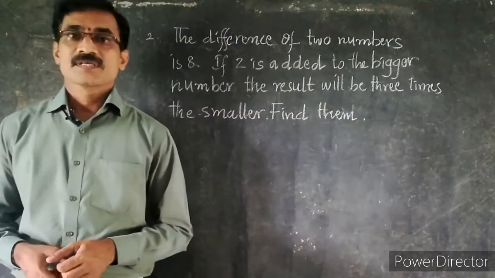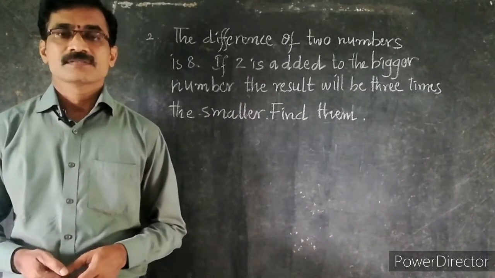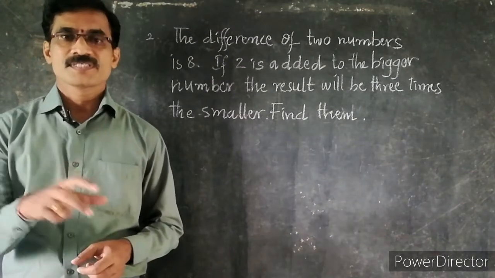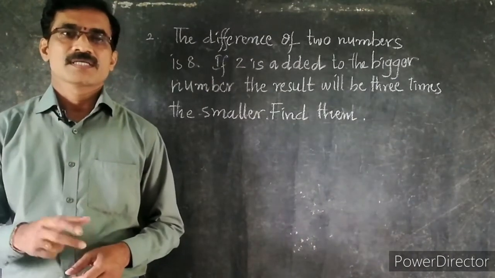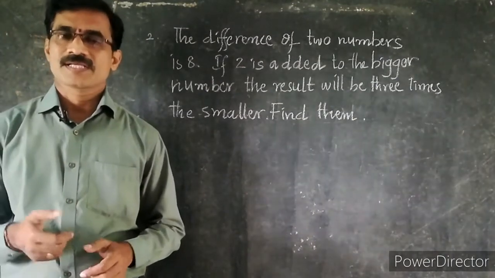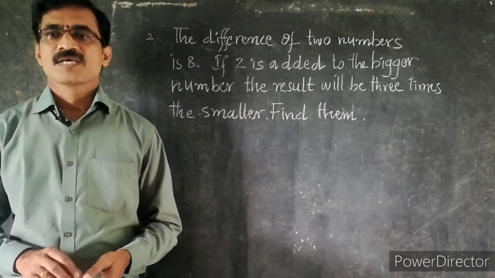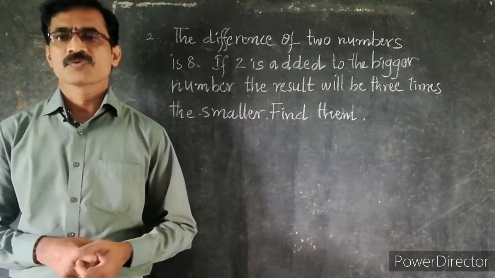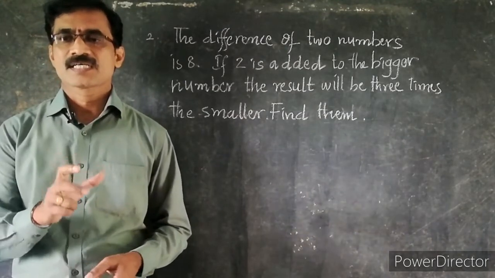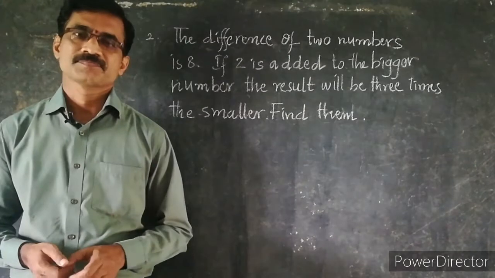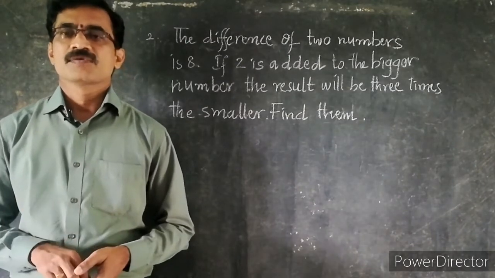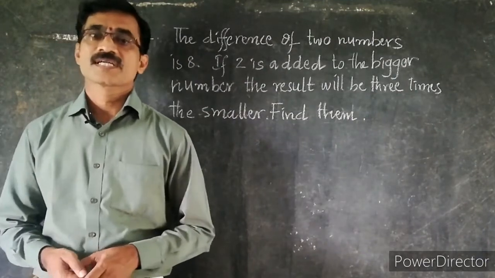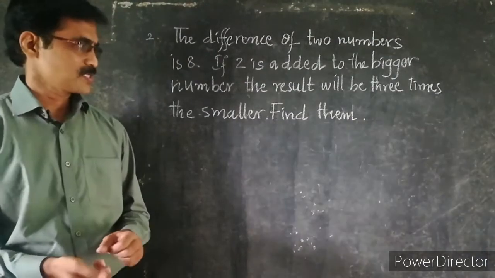What is the question given, you have to understand clearly. The difference of two numbers is 8, and if 2 is added to the bigger number, the result will be 3 times the smaller. So in word problems, first of all you have to read the problem 2 or 3 times and understand it thoroughly. Then only you will be able to solve the problem. So understanding the problem is very important.